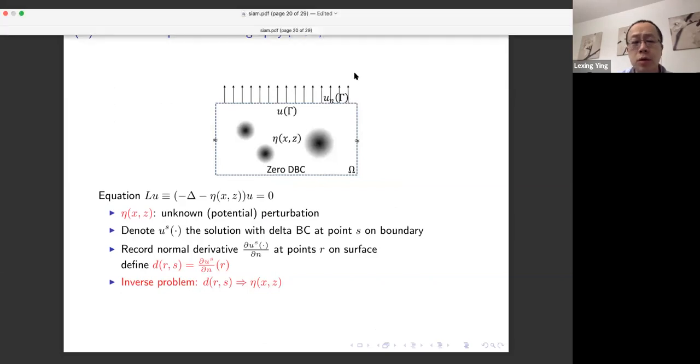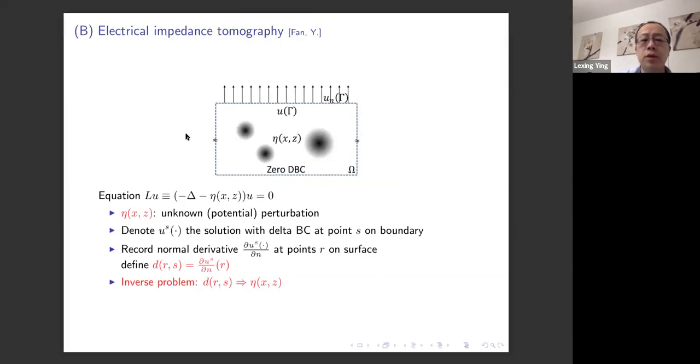So the second example I'm going to talk about is the electric impedance tomography example. This is joint work with my previous postdoc, Yu Wei Fan. Here I just give a very simple setting of impedance tomography. The modality to use is a heat equation, or rather the Laplace equation with certain perturbations. So the operator is minus Laplacian and minus this unknown potential eta.